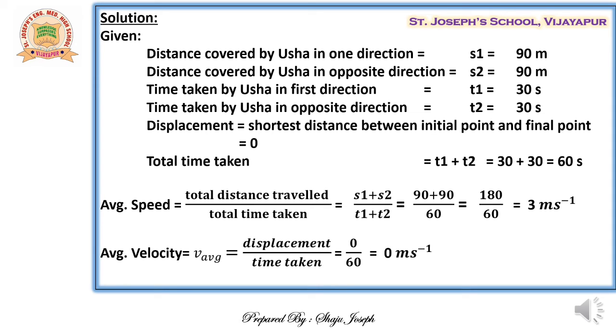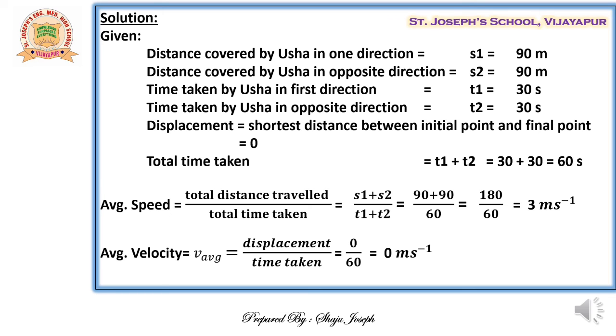So what is the displacement? The displacement from the above data we know it is 0. So 0 divided by time taken, which is 60 seconds. 0 divided by anything is 0. So the final answer will be 0 meter per second. So the average velocity is 0 meter per second.